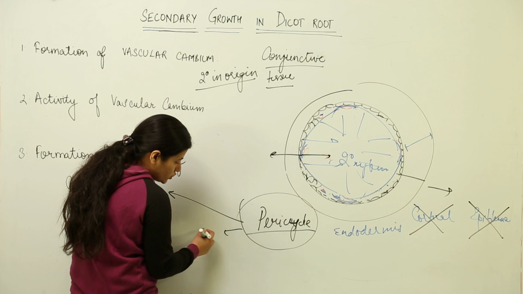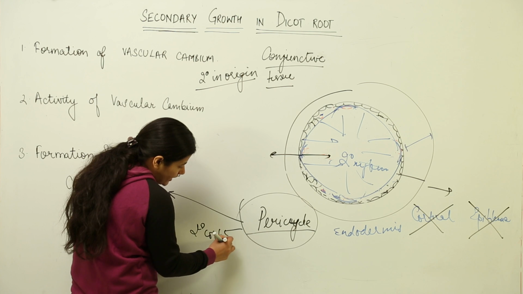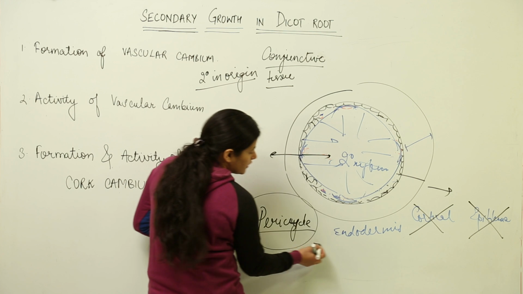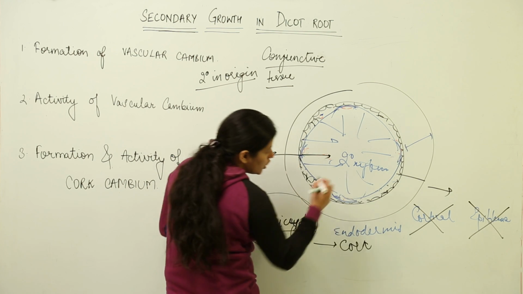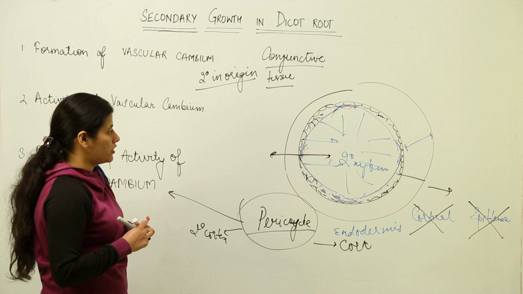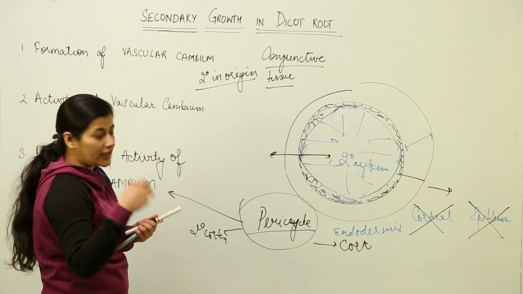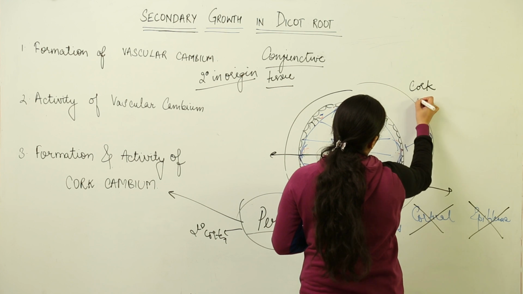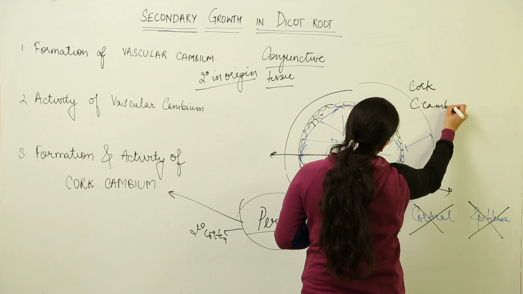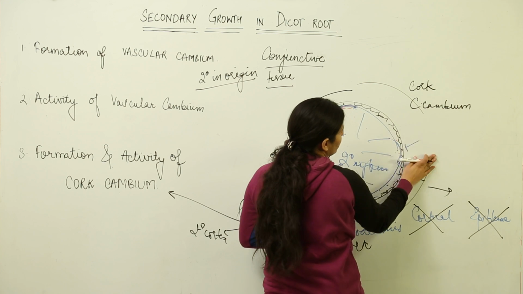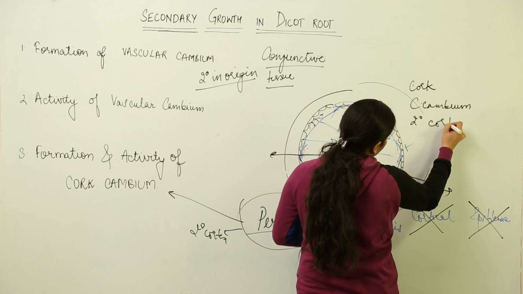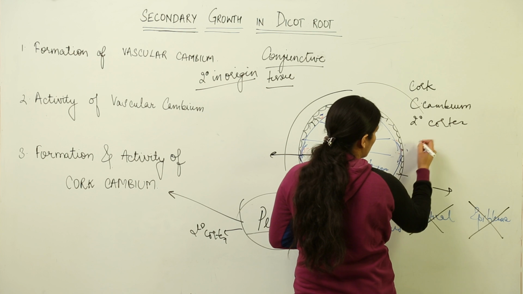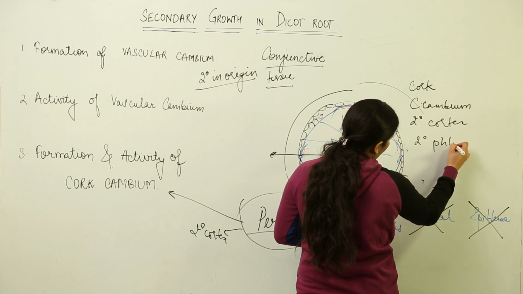It gives rise to secondary cortex towards inside, that would be in close proximity to secondary phloem, and outside it gives rise to cork. So what do we have in the end of a root that has undergone secondary growth? We had the outermost cork. Then we'll have Cork cambium that would be formed out of pericycle. There would be secondary cortex with parenchymatous cells. Epiblema is lost. Most of the cortical layers are lost. Then we'll have secondary phloem.